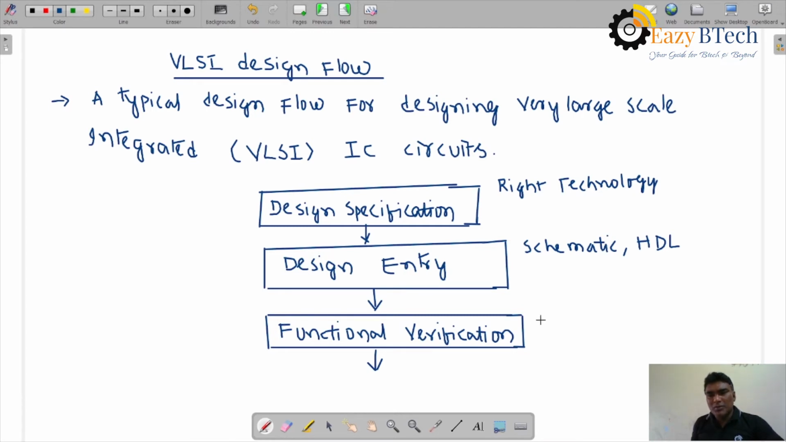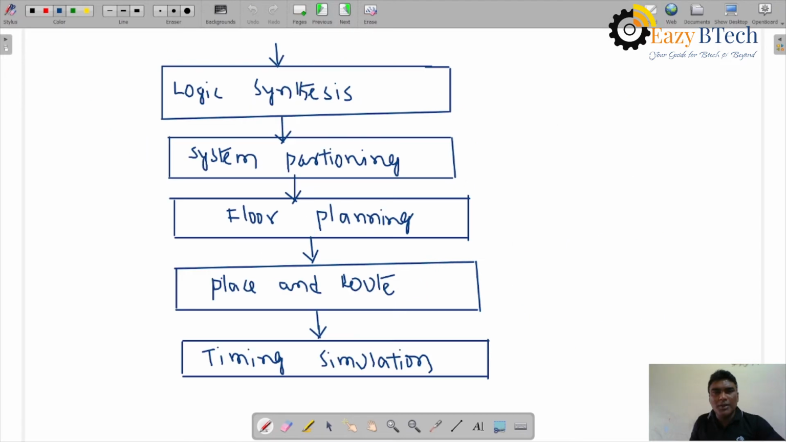Functional verification. So verify the logic of the function. Whatever design we are going to design, we can verify the logic of the design. Logic synthesis means all the logic blocks, logic cells, netlist representation. A netlist is a description of logic cells, input output pins, in detail.